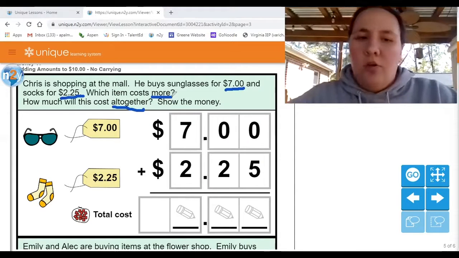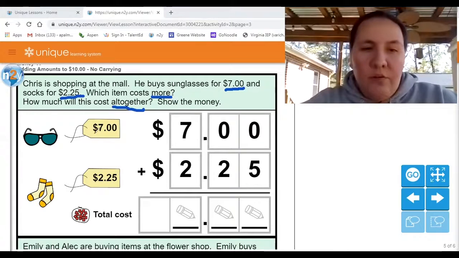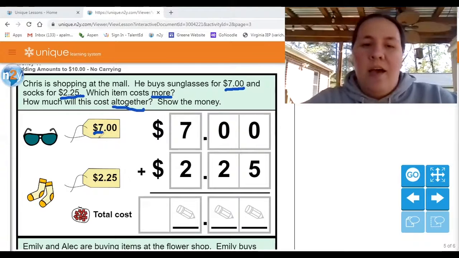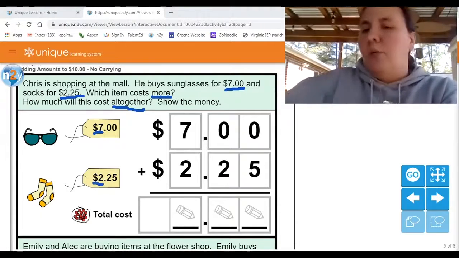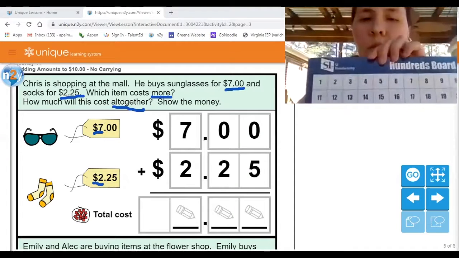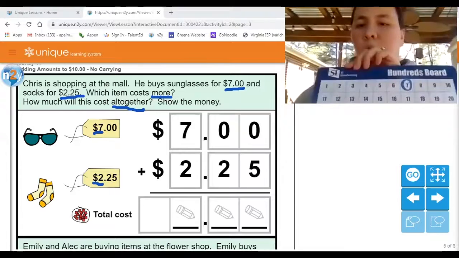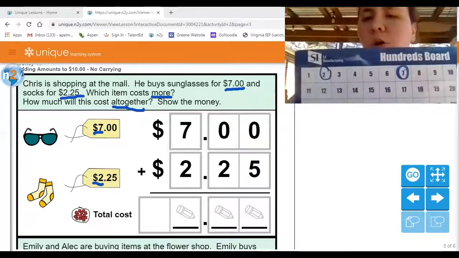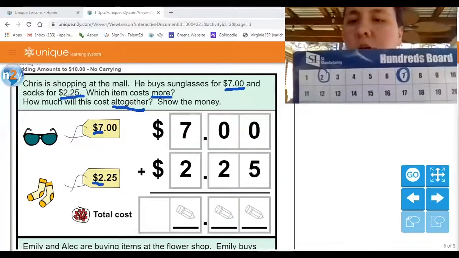So let's look at our 2 items that we paid for and underline our largest place value. So for the sunglasses, what number is this over here that I underline? A 7. Beautiful. And then for the socks, what's the number I underline? A 2. Great job. So here we go on our hundreds chart. The first number is a 7, so I will circle that. And the second number is a 2, so I will circle that. Which one is bigger? Which one is further in the hundreds chart?